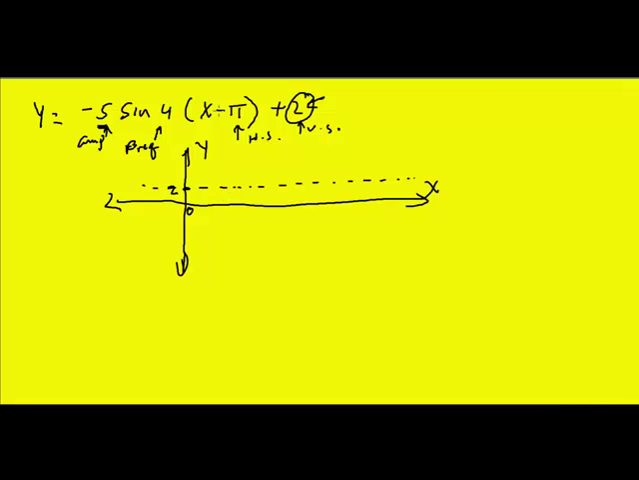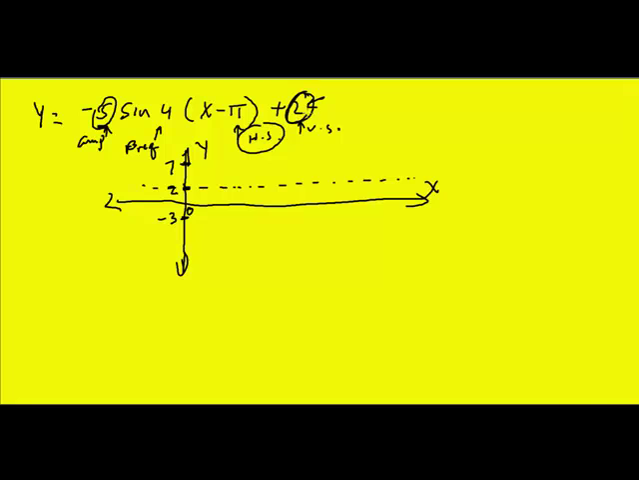I'm going to take care of the horizontal shift last. You'll see why in a second. Now from here I'm going to use my amplitude. Amplitude is 5, so I go 5 units up. I'm starting at 2, so 5 units up makes that a 7. And I'm going to go 5 units down, which puts me at negative 3. That's my high and low.